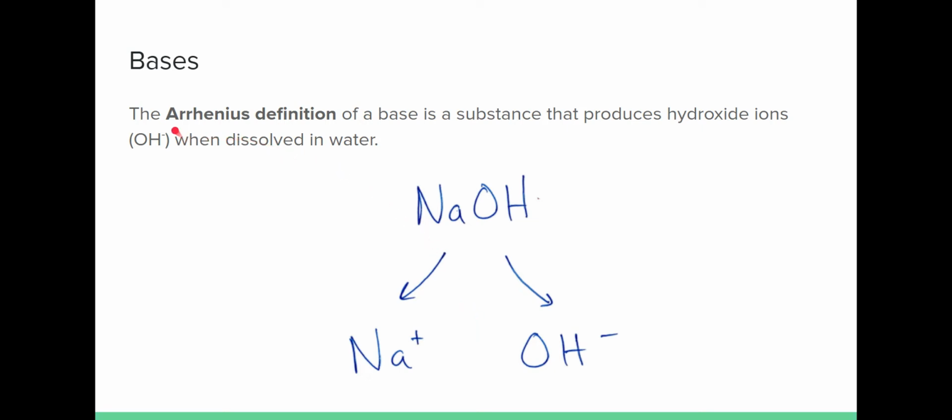The Arrhenius definition of a base, however, is a substance that simply produces hydroxide ions when dissolved in water. So when we see a base that's written in the Arrhenius way, typically it's going to end with OH. So sodium hydroxide is made of two ions, the sodium plus 1 cation, but more importantly, the negative part of that ionic compound is the OH 1 minus hydroxide ion, and a base is going to make more of this when it dissolves in water.